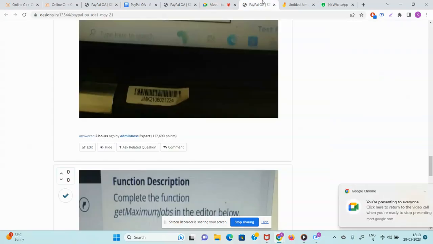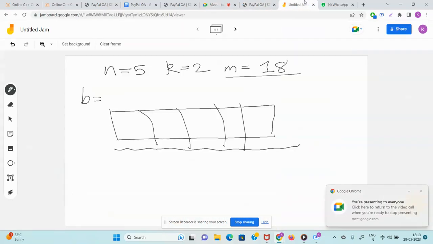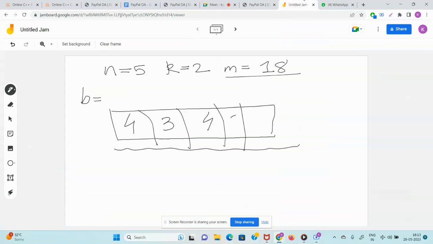43434. 43434. Congrats. Akhil will surely get the money. 43434. Good. So is the sum, guys, 18? Let me check. 4, 3, 4, 3, 4. Okay, this is 18. And also the difference is 0 or 1.